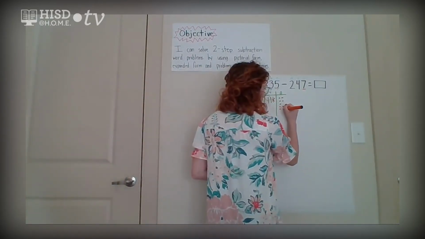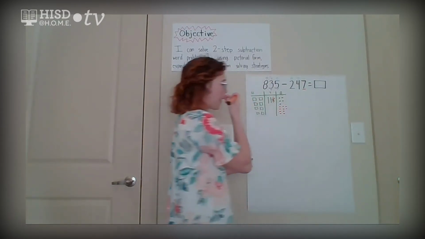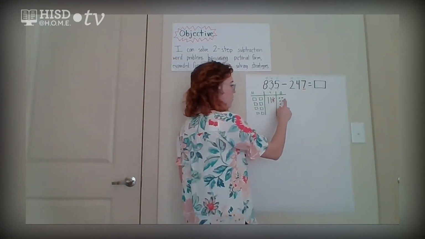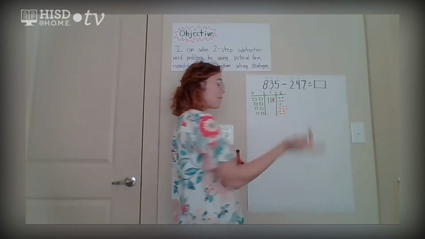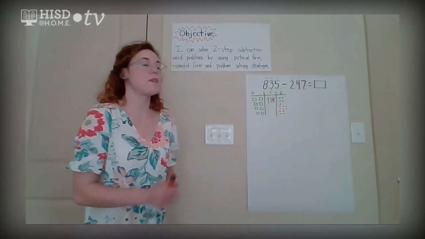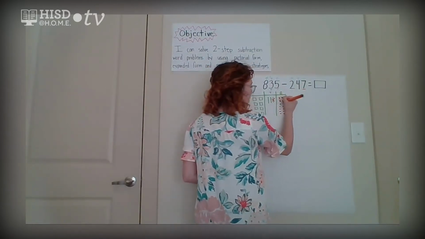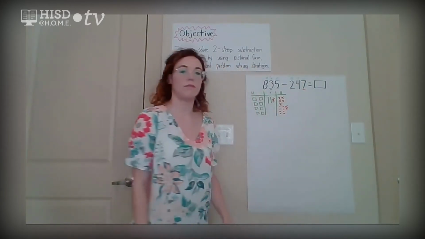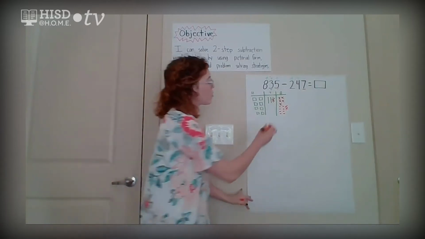1, 2, 3, 4, 5, 6, 7, 8, 9, 10. And now in my ones place I have 1, 2, 3, 4, 5, 6, 7, 8, 9, 10, 11, 12, 13, 14, 15. So I can subtract 7 away from 15 for sure. But let's cross them out and see. 1, 2, 3, 4, 5, 6, 7. What I like to do, and everyone is different, is I like to circle what I have left.